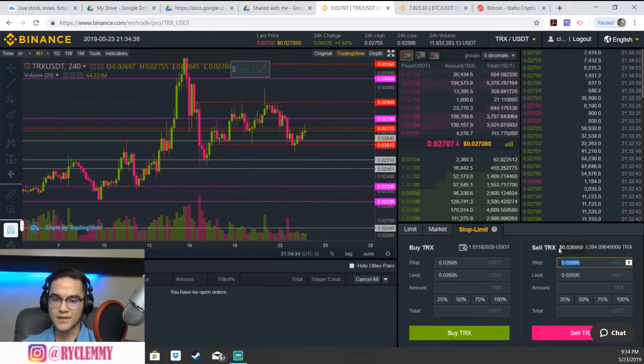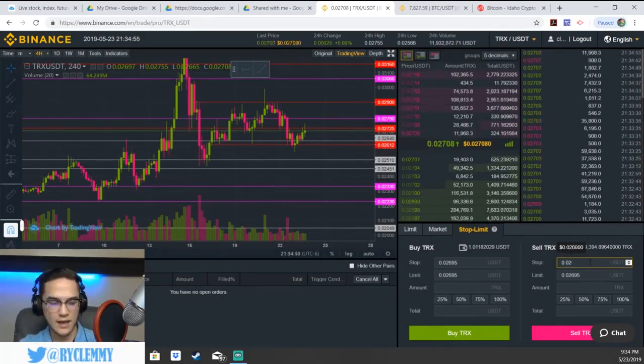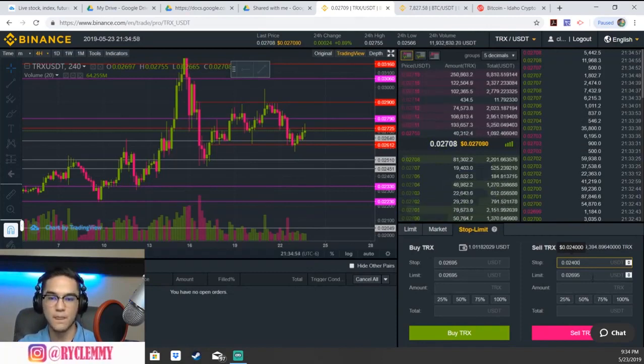So you can see that there's a stop and limit price here. On Binance, this is pretty unique to Binance, the stop price for a sell is going to be the price at which your order is triggered. So let's say I'm going to go to bed, and if it gets lower than 2.4 cents, I want to sell and not let it go any lower than that.